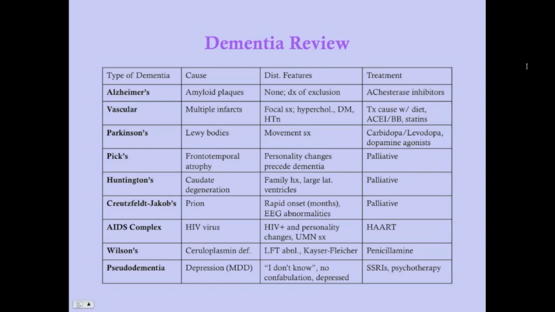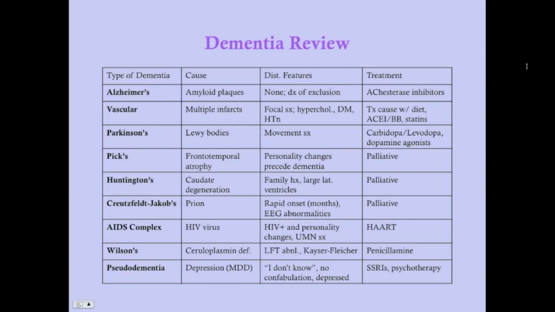Vascular dementia is caused by multiple infarcts. It's diagnosed on CT or MRI. The distinguishing features are going to be focal symptoms, hypercholesterolemia, diabetes mellitus, hypertension, and the treatment is going to be diet modifications, ACE inhibitors, beta blockers, statins, diabetic management. So hyperresonance on your MRI or CT are going to be key for diagnosing vascular dementia.